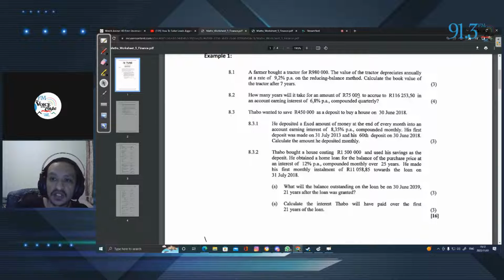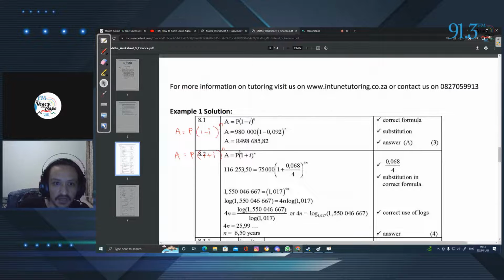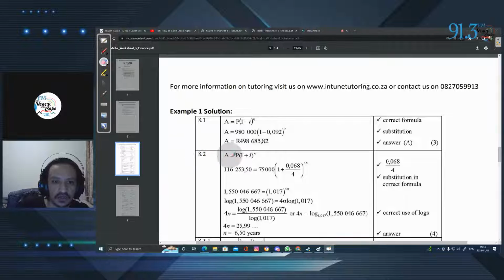So how do we incorporate that? Now we know that it's accruing, which means it's increasing in value. They want to know in how many years. The previous formula we used was A is equal to P(1 minus i) to the power of n, but that was for depreciation. For appreciation, we just change the operator from a negative to a positive. That should be the formula they are using, and if we take a look at the memo, we see that over there.